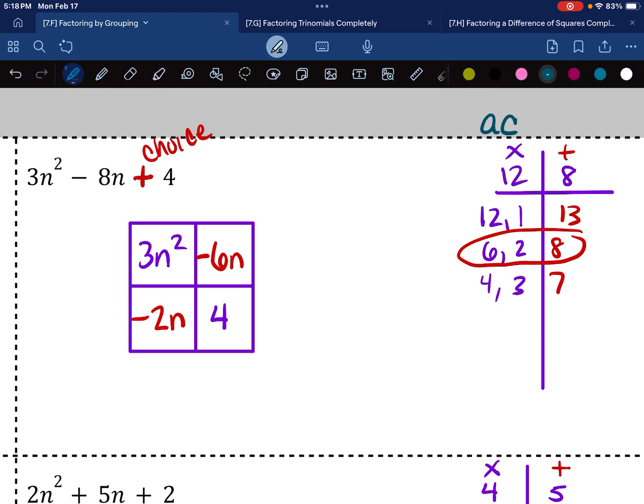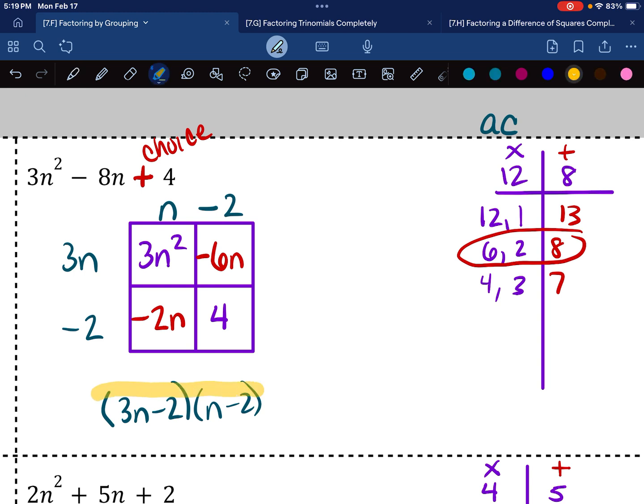We could just do the same thing. All right, so I'm going to start with my rows. Here I see a 3n I could divide out. Down below, my leading term is negative, so I'm going to take out a -2. Now when I go to do my columns here, this one only has an n in common. In this one, the leading term's negative, so I'm taking out a negative. And between 6n and 4, I could take out a 2. So my factored form is 3n minus 2 times n minus 2.